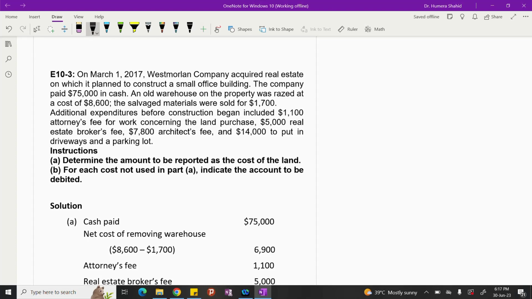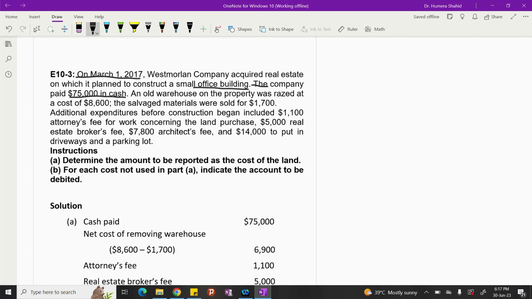Let's read the statement, try to identify what we are supposed to do, and then we will be recording it. On March 1st, 2017, Westmoreland Company acquired real estate on which it planned to construct a small office building. So they purchased real estate because they want to construct an office building on it. The company paid $75,000 in cash. So this is the amount they paid.